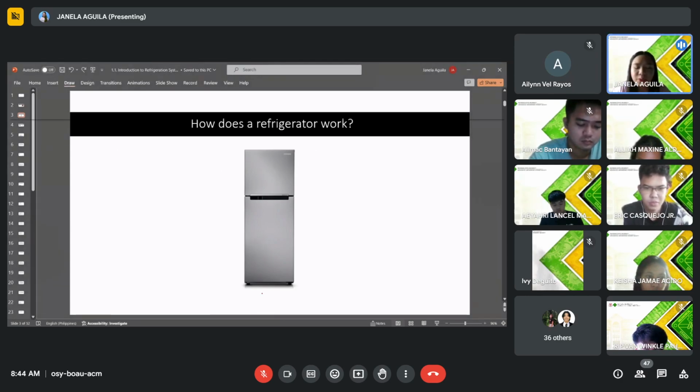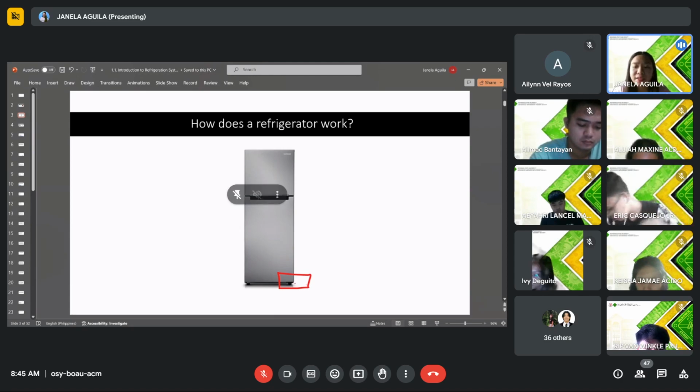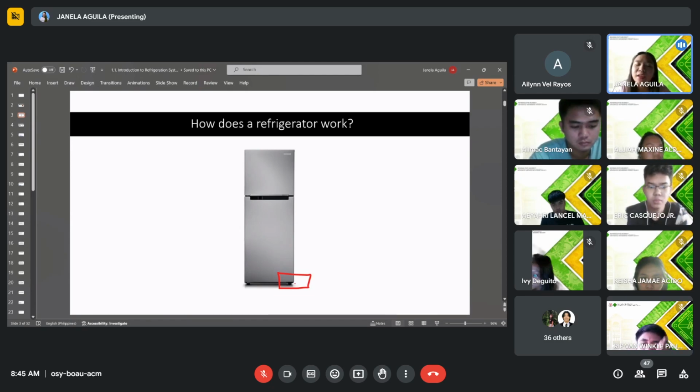Okay. So, first, let's start with the compressor. The compressor is down here, for example. And that's where our process starts. The compression of the refrigerant occurs there. And once the refrigerant is compressed, it will heat up. So our pressure will also increase.